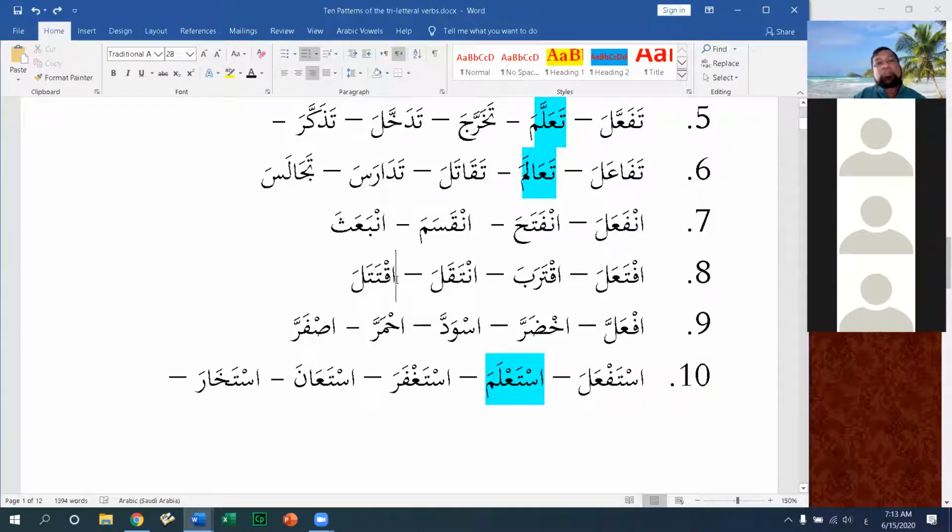اقتتل, which also means to fight. مقتتل. This ta here is the ta of ifta'ala, and the second ta is the ayn of the verb, the second ta. اقتتل مقتتل مقتتل اقتتال. That's a tongue twister.